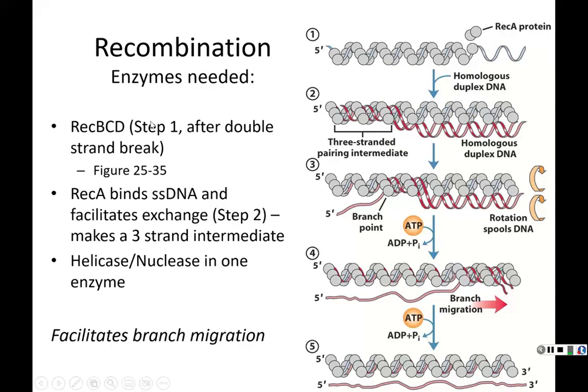Those are the specific enzymes needed for recombination, shown here. The one that I really want you to focus on the most is RecA. That's the one that binds to single-stranded DNA and allows it to be inserted into double-stranded DNA. Okay, that by far I think is the one to really remember. Right. And then obviously you need helicase and nuclease in one enzyme. Okay, and that's the same as it would be in DNA replication.